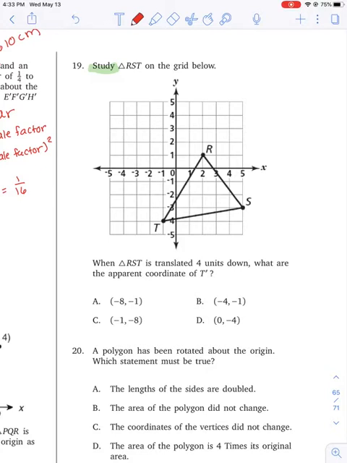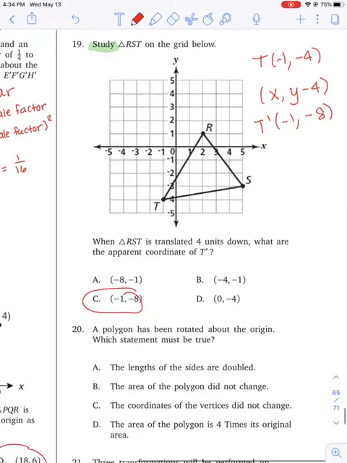So let's see. So we have translated 4 units down. What are the coordinates of T prime? So the original coordinates of T are -1, -4. Translating something 4 down means that X stays the same and Y becomes 4 less. So T prime means X stays the same, and take away 4 from -4. That gets me to -8. So C is going to be my answer there.